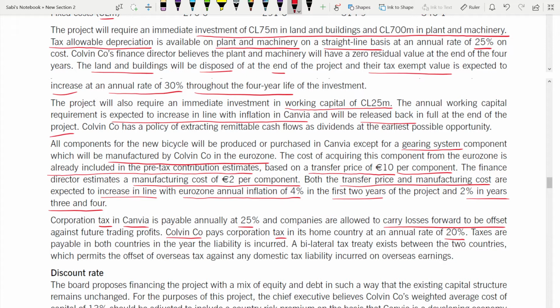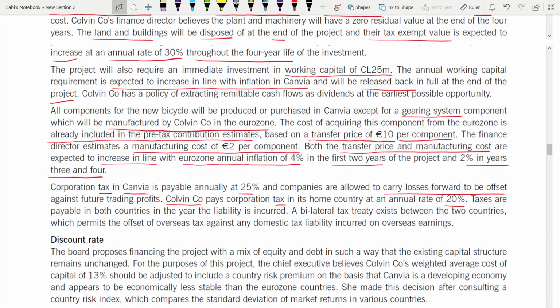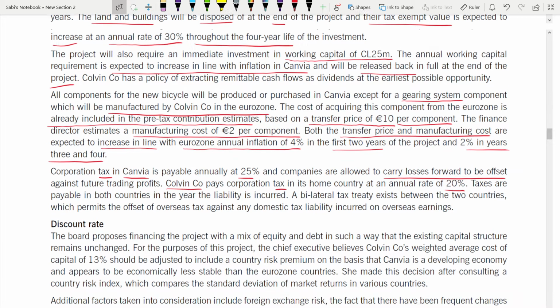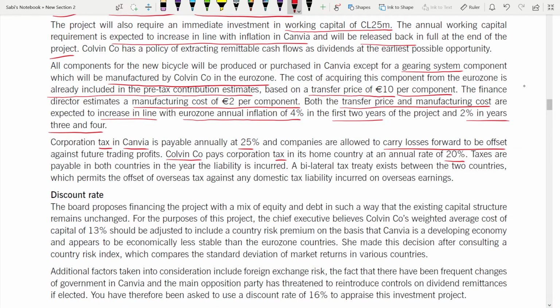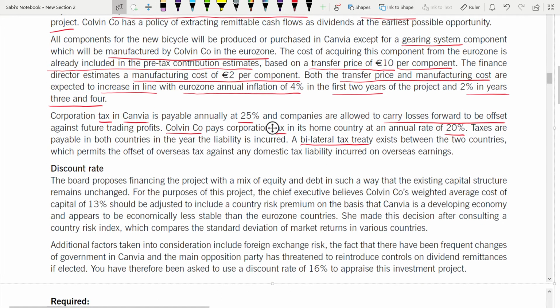Taxes are payable in both countries in the year the liability is incurred. Okay. A bilateral tax treaty exists between the two countries which permits the offsets of overseas tax against any domestic tax liability incurred on overseas earnings. So if you have paid tax overseas, you don't have to pay in the home country. If the tax rate is less than the home rate, the balance you have to pay. That is the meaning of bilateral tax treaty. This is always there.